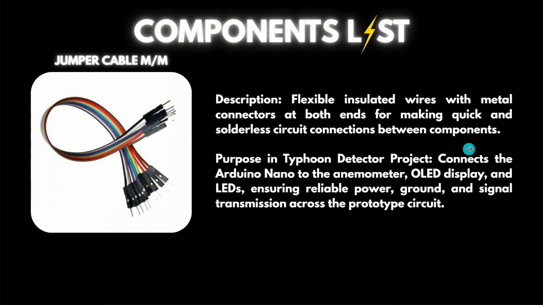Next, we have the jumper cable. It is a flexible insulated wire with metal connectors at both ends for making quick and solderless circuit connections between components. Its purpose is to connect the Arduino Nano to the anemometer, OLED display, and LEDs, ensuring reliable power, ground, and signal transmission across the prototype circuit.